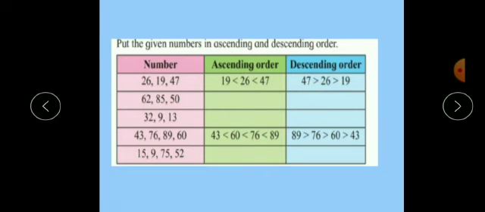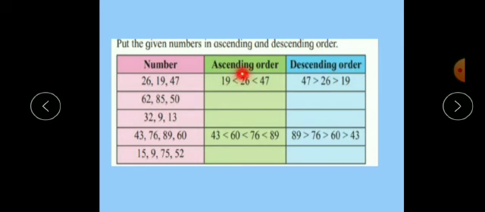And now in descending order we will arrange the numbers from bigger to smaller. So among these three, 47 is the bigger. So 47 is greater than 26, which is greater than 19. So the numbers are arranged from bigger to smaller in descending order. Okay, in this way you have to solve these examples. So see the second one. The numbers are 62, 85 and 50.